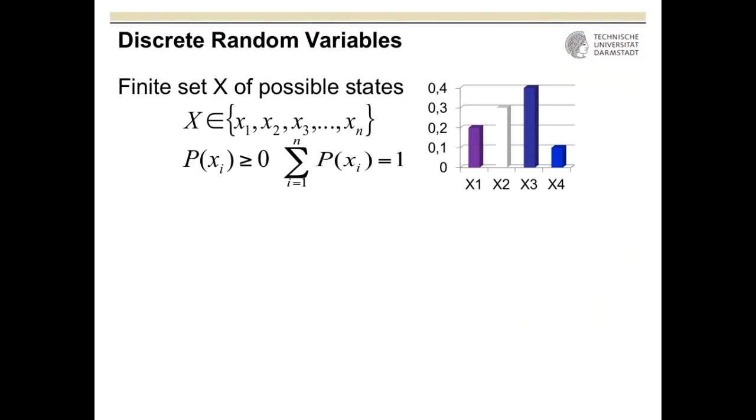Okay, so let's go step by step now to finally arrive at something that is a graphical model. So we will mainly here at least focus on discrete random variables. So you have a finite set of possible state configurations that a random variable can take on. And the constraints are that the probability of each of these states is greater than or equal to 0, and all the probabilities sum up to 1, right? So we want to have a probability distribution.